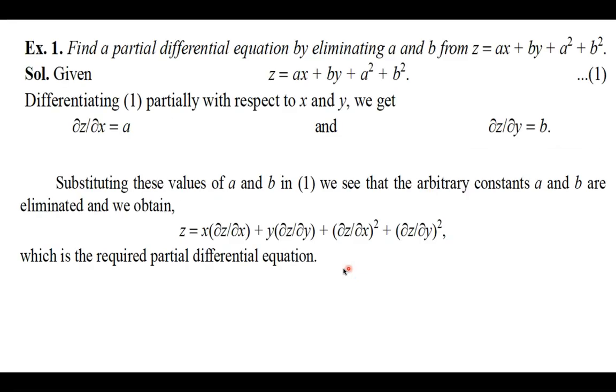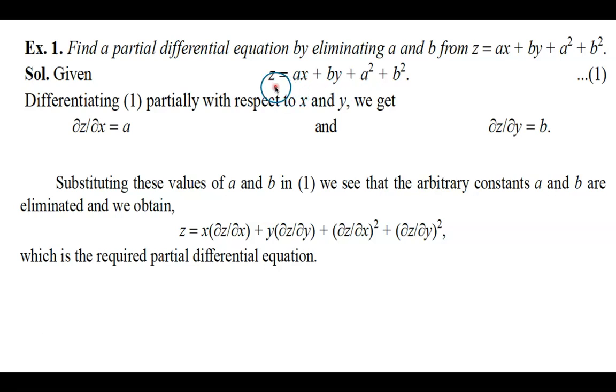Now let us consider a few examples. Here we are given a relation z = ax + by + a² + b². We need to find a partial differential equation by eliminating these two arbitrary constants a and b. We will be denoting the given relation by the label 1. Now let us differentiate this relation partially with respect to x.